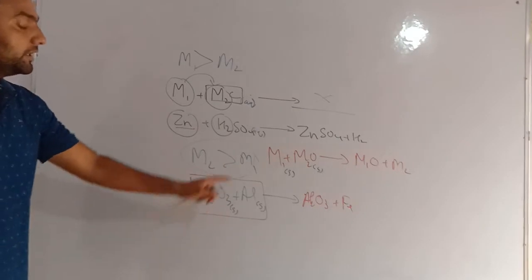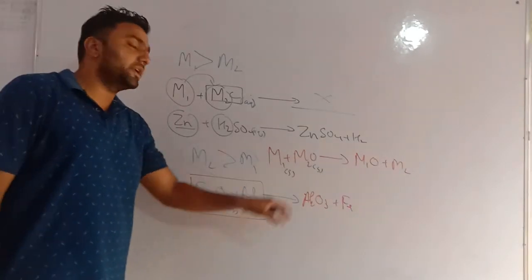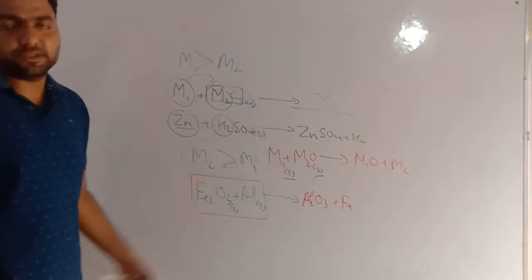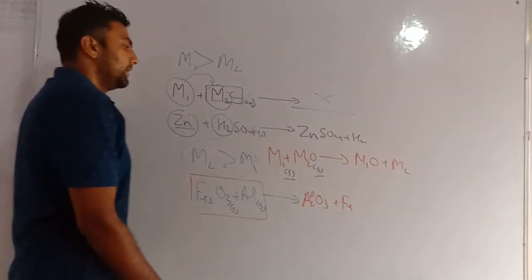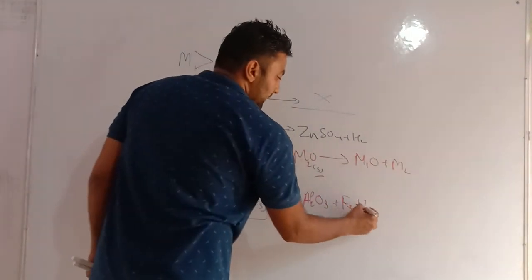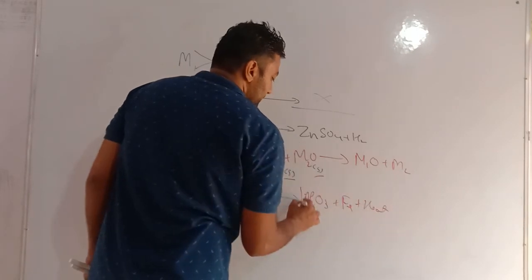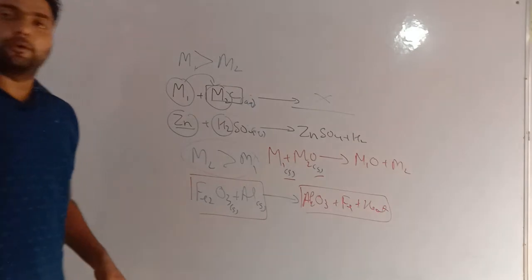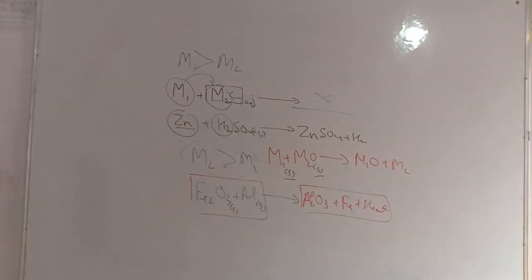Here this is in solid and solid form, then also this reaction took place. This is a very important thing you need to know. In many metal and metal oxide reactions, both the reactants are in solid form, then also displacement reaction takes place. The temperature rises so much that the iron we get is in liquid form. You must memorize this.